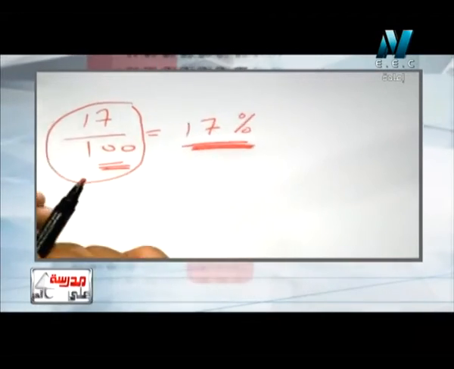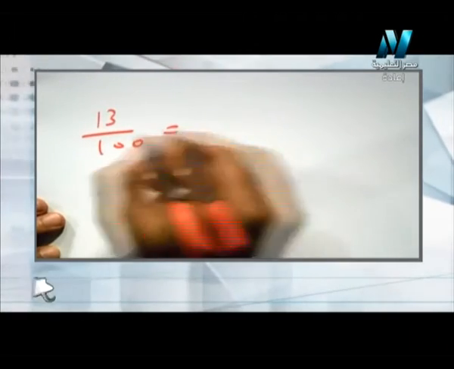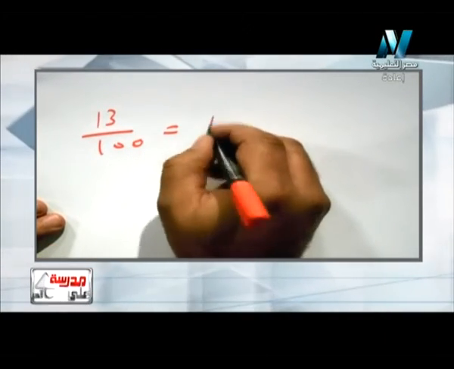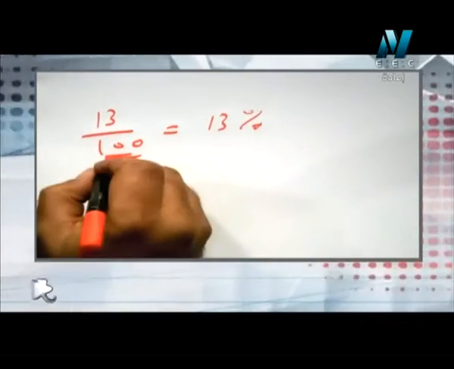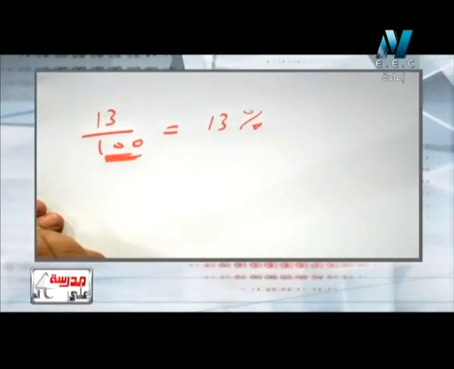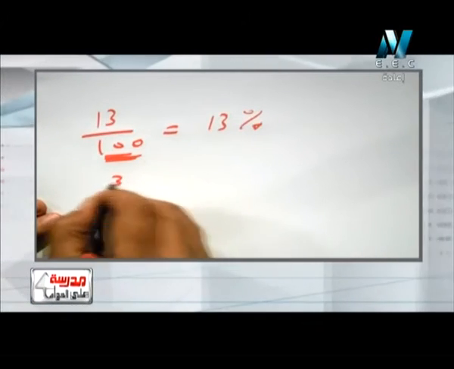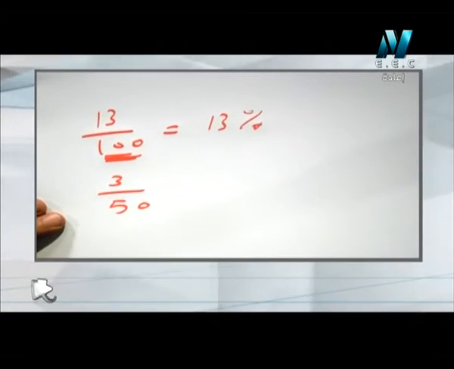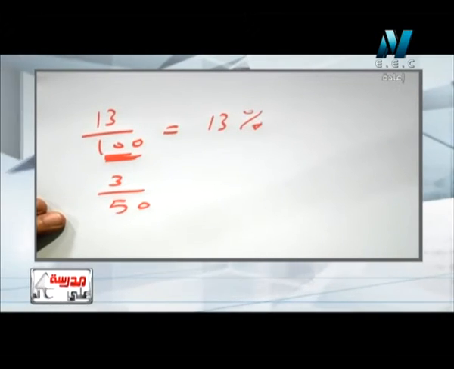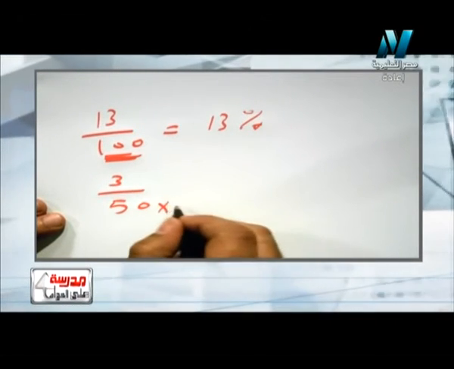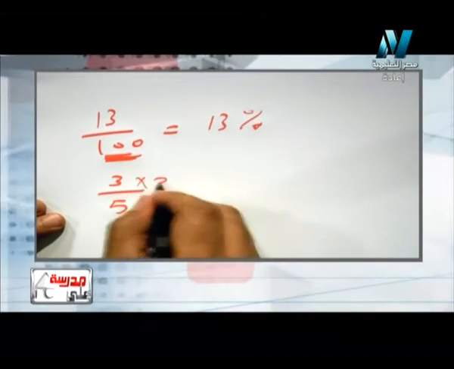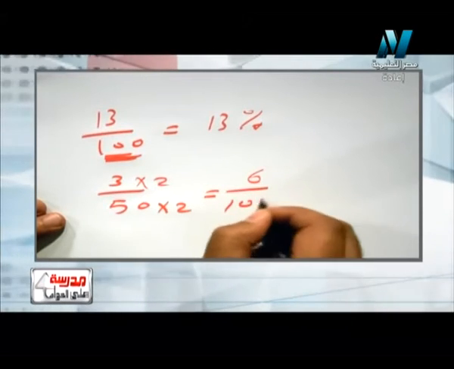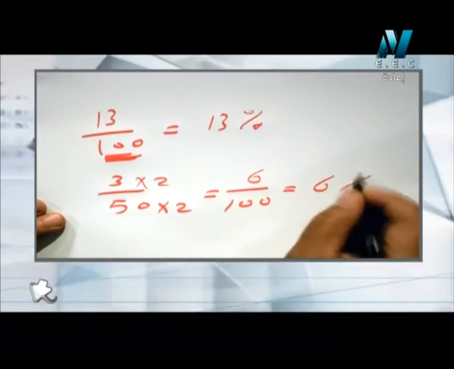By the same way, if we have 13 over 100, as a percentage, 13%. Why? Because the second term of this ratio equals 100. What about 3 over 50? How we can explain it as a percentage? We have to convert the denominator to be 100. We have 50 times 2, 3 times 2 to get 6 over 100. So easy now to write 6%.